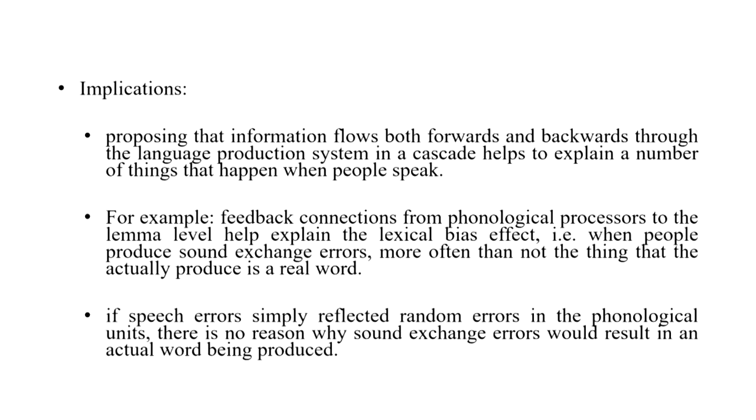Now, other implications of having both backward and forward information flow, and also having this cascaded flow of activation, are that it can help us to explain a number of findings which have not been accounted for by Levelt's model. For example, feedback connections from phonological processors to the lemma level can explain what is called the lexical bias effect. Just as an aside, the lexical bias effect is basically when people are making sound exchange errors, they end up producing actual words rather than non-words. If you are mixing sounds and erroneously speaking out something, whatever you speak out has more chance of being a word than being a non-word.